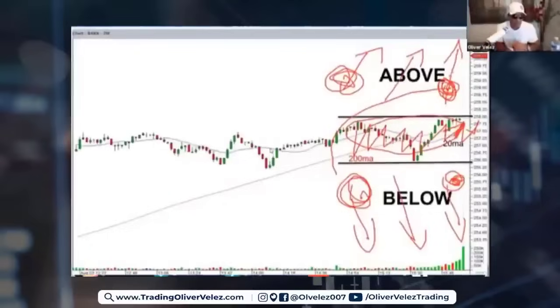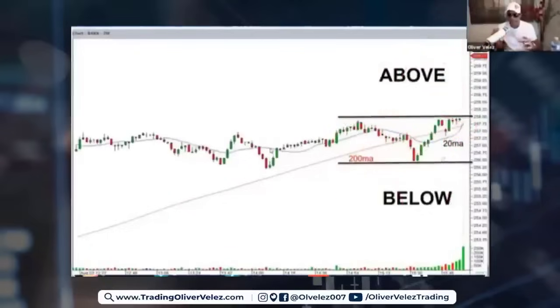Now, okay, so we've got the general concept: above the three items, there's a 72% chance of follow through to the upside; below the three items, a 72% chance of follow through to the downside. Let's continue.